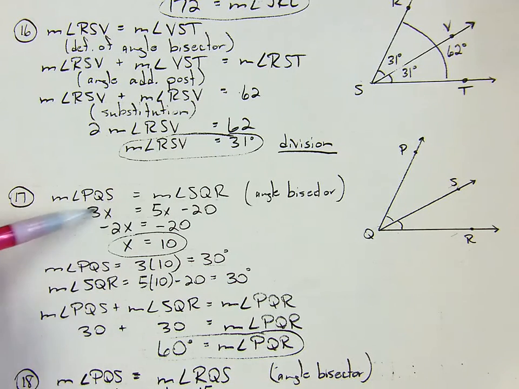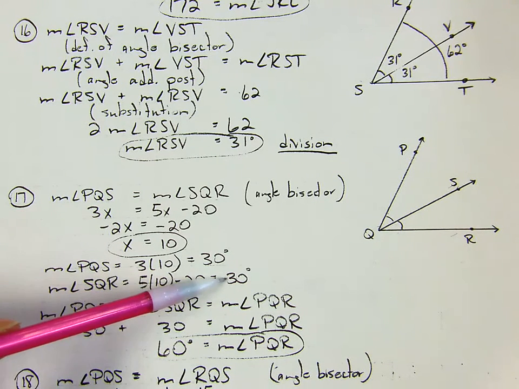Set them equal, because of the angle bisector. Set them equal, solve for x. I subtracted 5x from 3x and got negative 2x. Negative 2x was equal to negative 20, so x would be equal to 10. That means if x is 10, then this angle, PQS, would have been 3 times 10, which is 30. SQR would have been 5 times 10 minus 20. 5 times 10 is 50, minus 20 is 30.